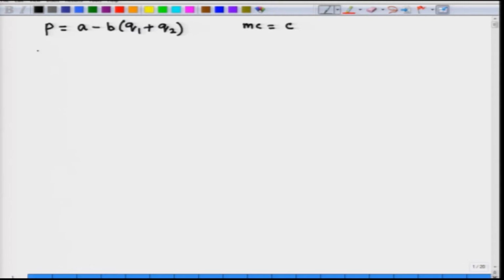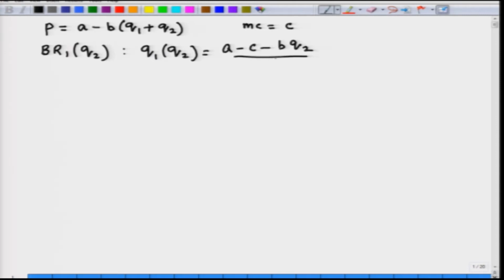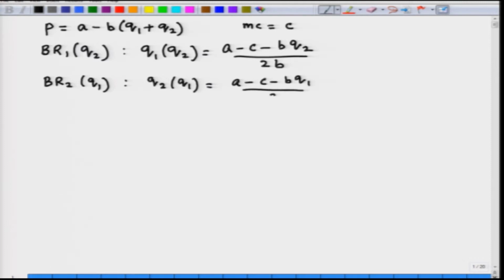So, the best response function for firm 1 as a function of Q2 was given by Q1 of Q2 equals (A minus C minus B Q2) by 2B, and the best response function of firm 2 for each choice of Q1 chosen by firm 1 was Q2 of Q1 equals (A minus C minus B Q1) by 2B.